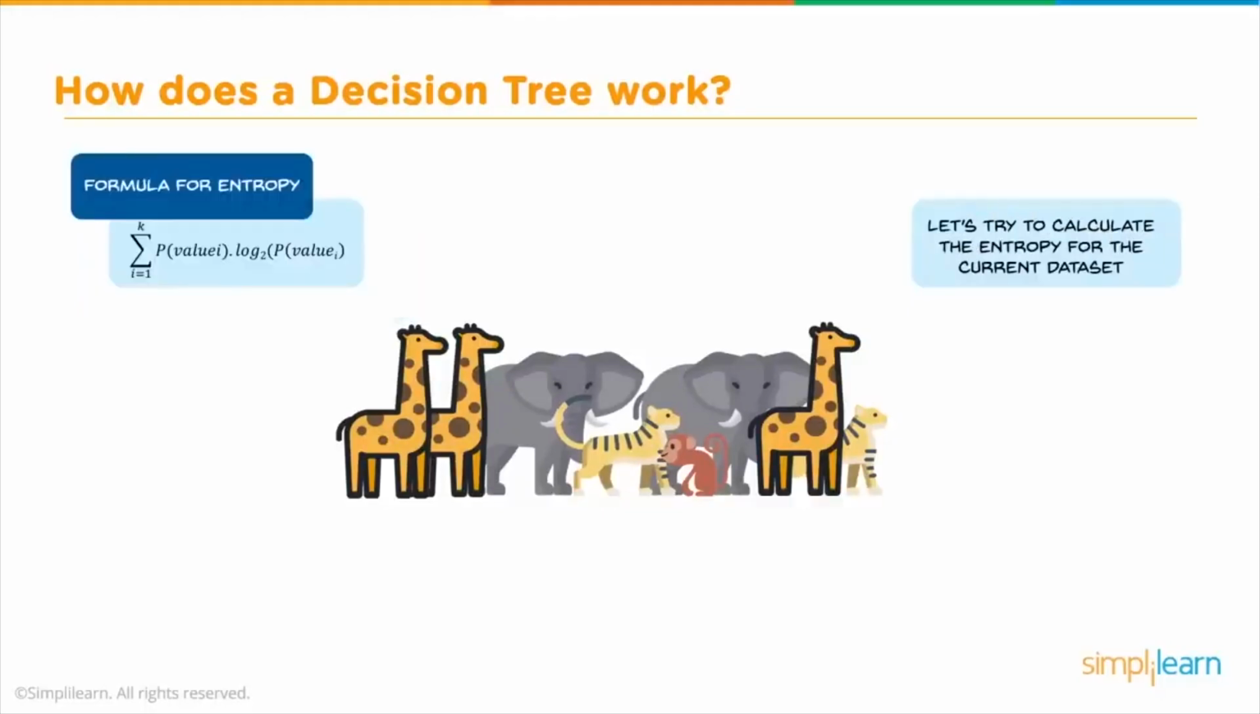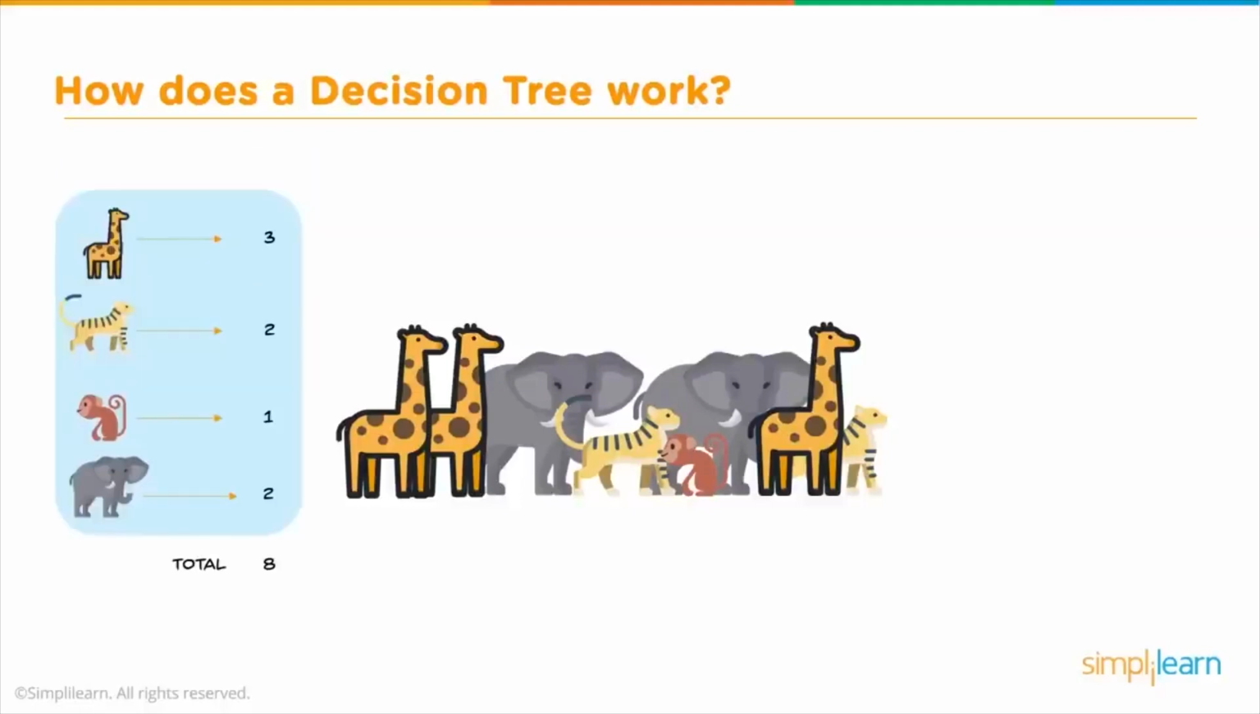So the formula for entropy is the sum, that's what this symbol looks like, kind of like a funky E, of i equals 1 to K. K would represent the number of the different animals in there, where P of i would be the percentage of that animal, times the log base 2 of the same percentage of that animal. Let's try to calculate the entropy for the current data set and take a look at what that looks like. And don't be afraid of the math. You don't really have to memorize this math. Just be aware that it's there and this is what's going on in the background.